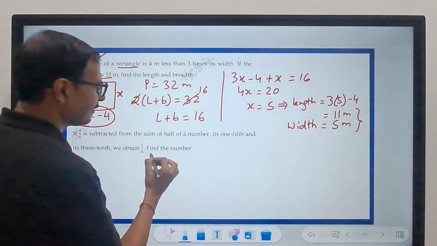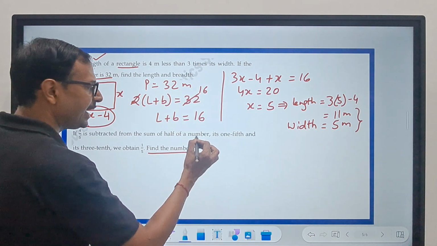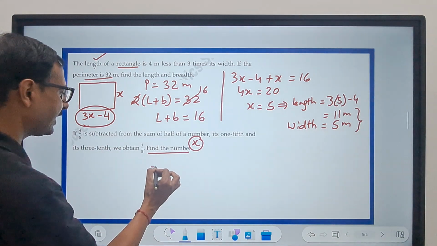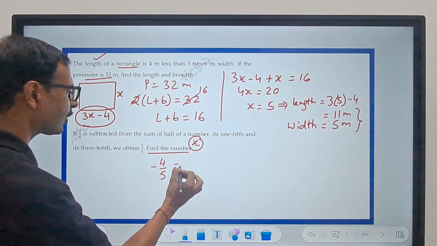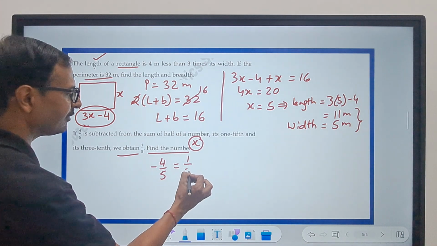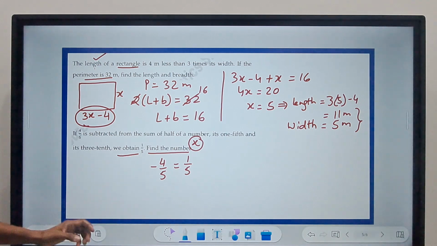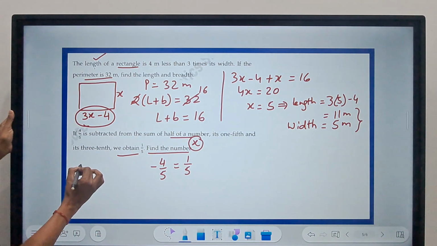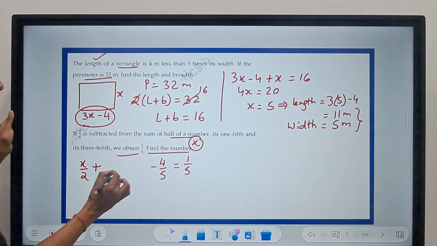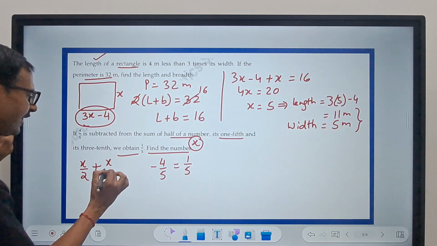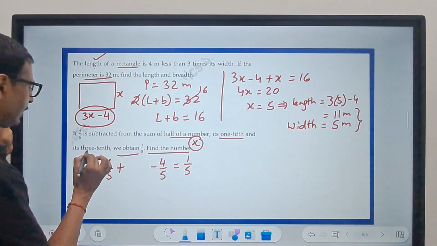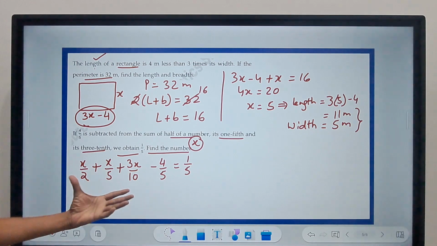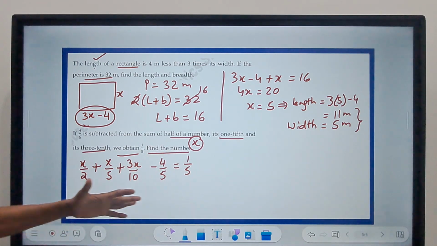So there is a number which we have to find. So let's assume that the number is x. Okay. Now if 4/5 is subtracted, so we are subtracting 4/5 from something and we obtain 1/5. Now what is that from which we are subtracting 4/5? From the sum of half of the number. Half of the number is x upon 2. Sum, it's 1/5. So x upon 5, and sum 3/10. See, if we subtract 4/5 from the sum of these three, we get 1/5. So we need to find the number now.